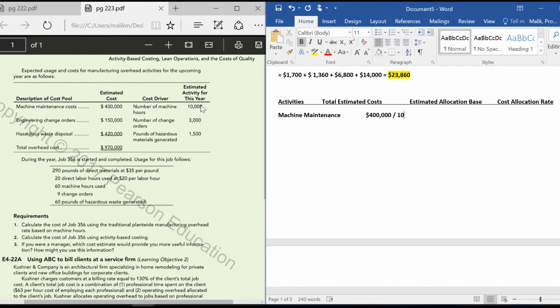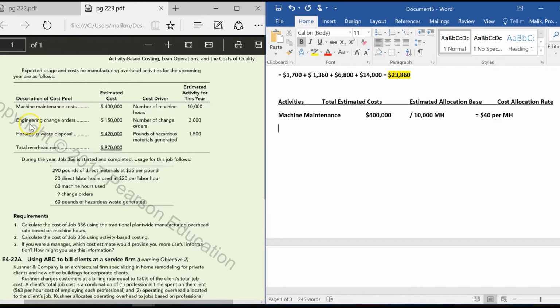10,000 is actually machine hours. So we will divide by 10,000 machine hours, and it gives us the rate, which is 400,000 divided by 10,000, which is $40 per machine hour. It's very straightforward. You can easily calculate it. $40 per machine hour. I'm writing MH. MH stands for machine hour.